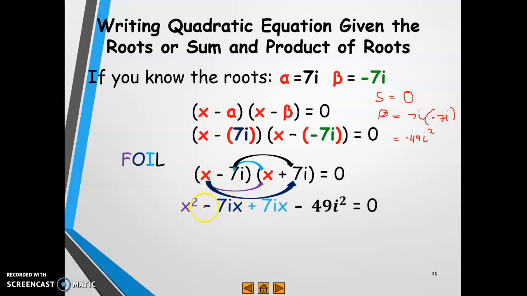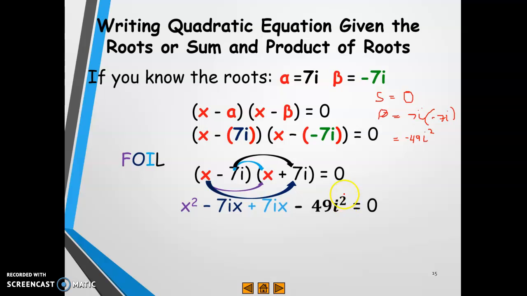Okay, so x times x, x squared, x times 7. Actually, this is positive. Okay, I interchanged the two. Okay, so x times 7i, this is 7ix. -7i times x, that is -7ix. And then the last part, -7i times positive 7i is -49i squared.